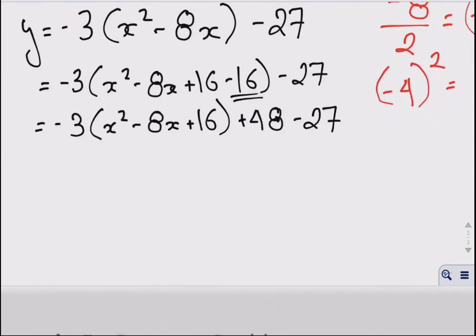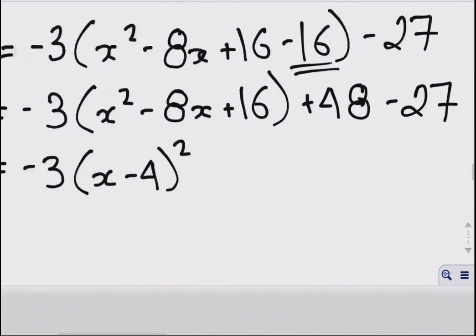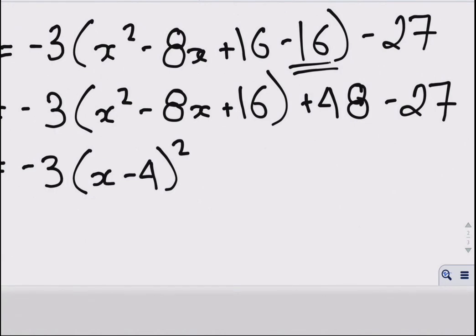What you are left with inside the brackets is a perfect square trinomial, which can always be factored as x minus 4 in this case. Now if I add these two together, what do I end up with? 48, 38, 28 minus 7, I get positive 21.